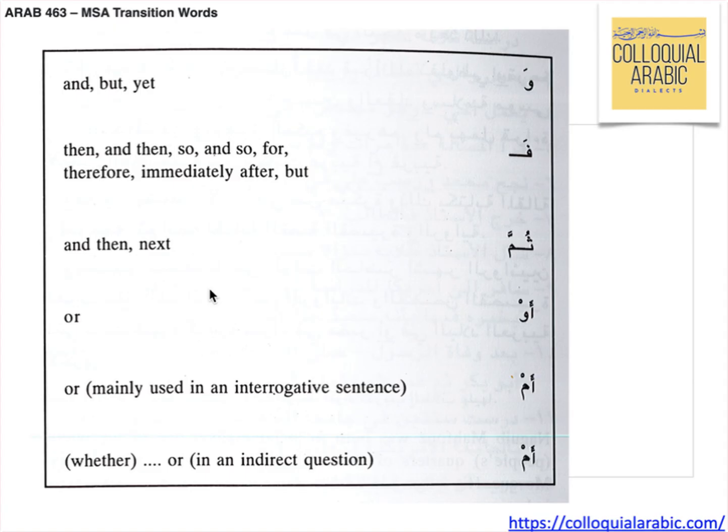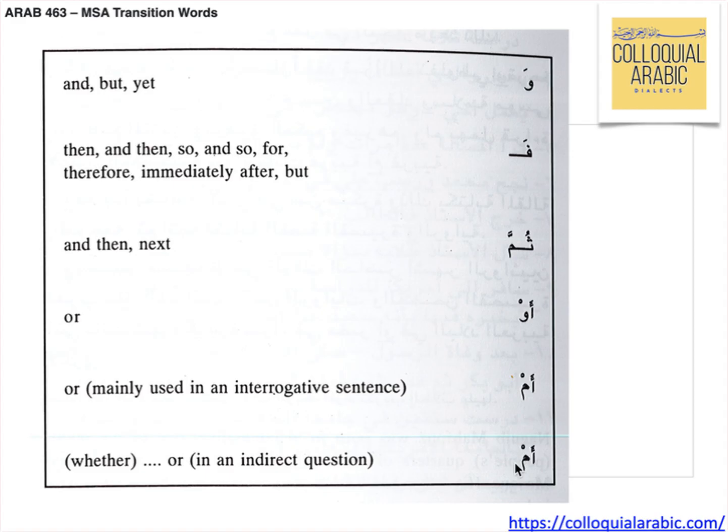For example, wa, which means and, but, or yet, which connects similar elements, which could be nouns, verbs. Fa is mostly used for so or then. It indicates consequence or the result. Thumma for then and next. It's after that; it introduces a sequence of events. Aw for or.